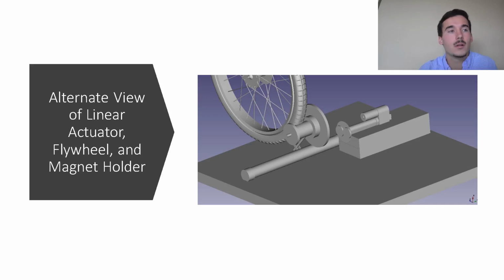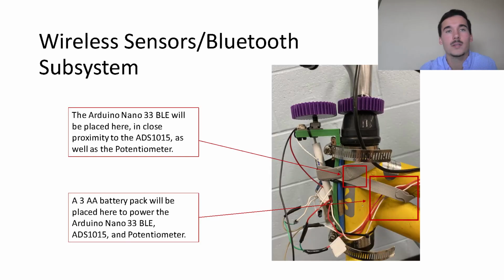So now we're going to go on to the next slide, the wireless sensor and Bluetooth subsystem. To convert it to be wireless, we're going to use a little AA battery pack. We're going to use 3 AAs, which give us 4.5 volts on average, and that will give us enough current to power everything, to make everything work. So that will cut down on the wires going along the bike stand and everything.